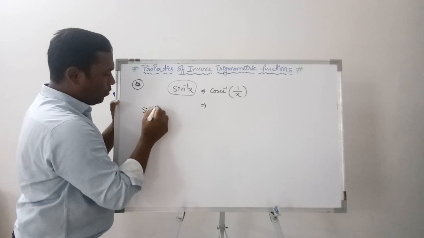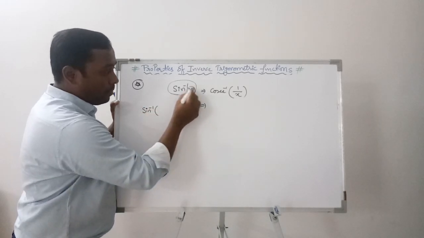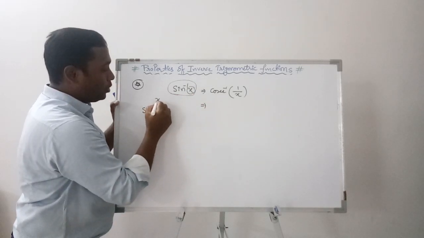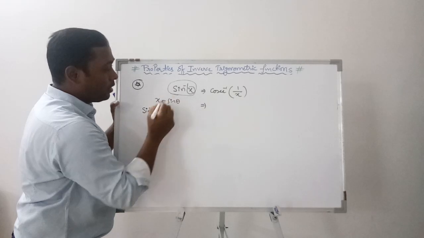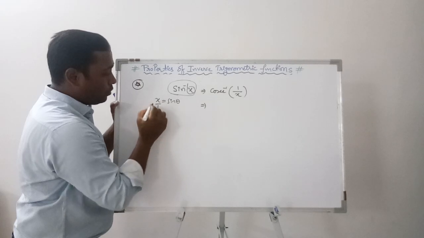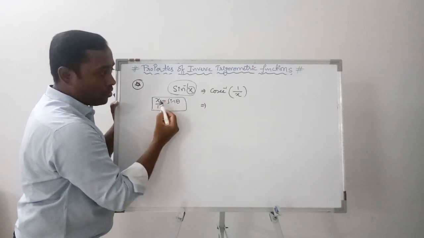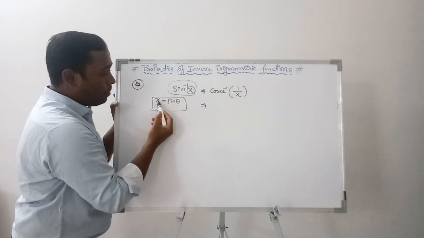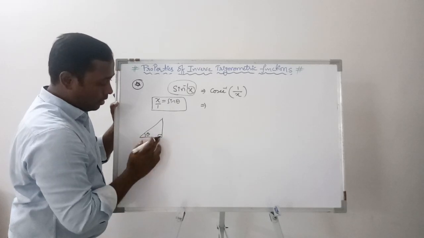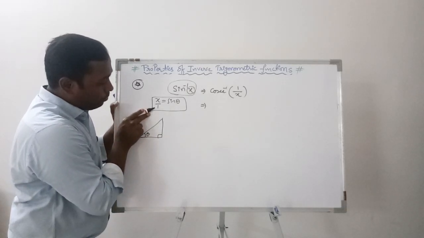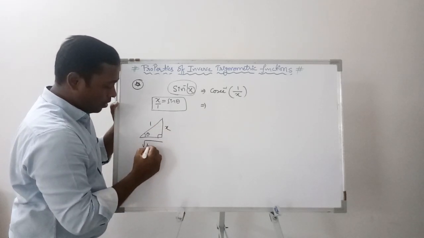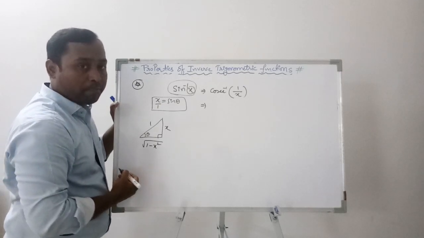Here, sine inverse of this x can be what? Sine theta. If I assume x is equal to sine theta, then sine theta will be x by 1. This means that in a right angle triangle where the base angle is theta, this is the perpendicular, this is the hypotenuse. I can get the base as under root of 1 minus x square by using Pythagoras.